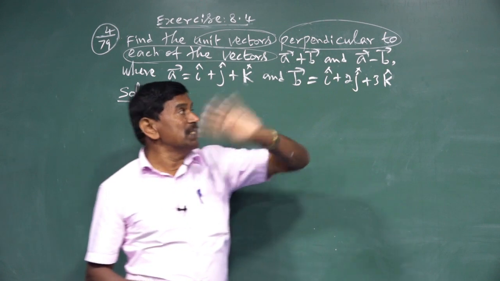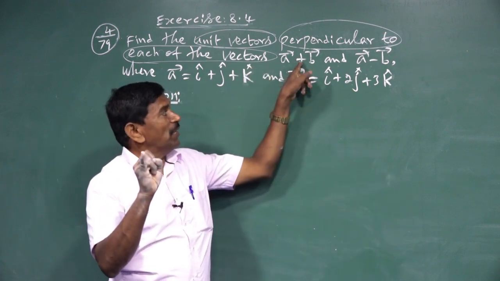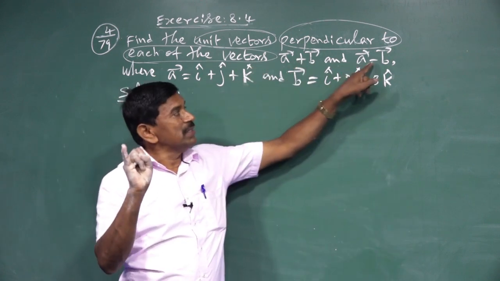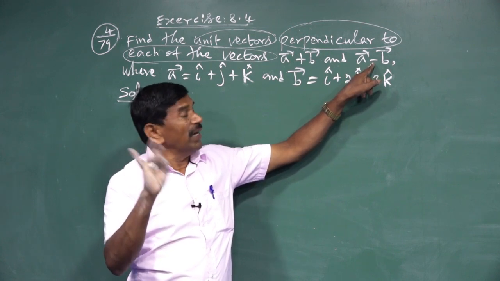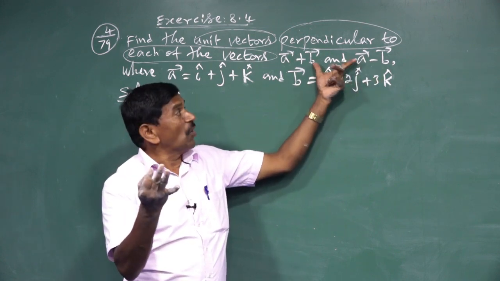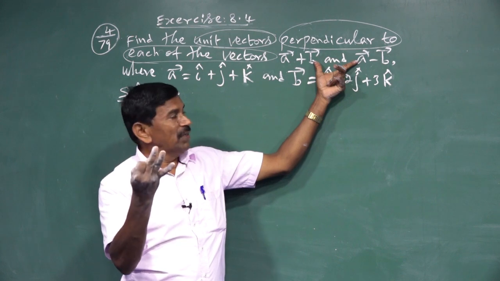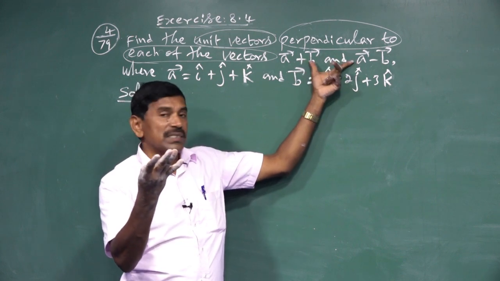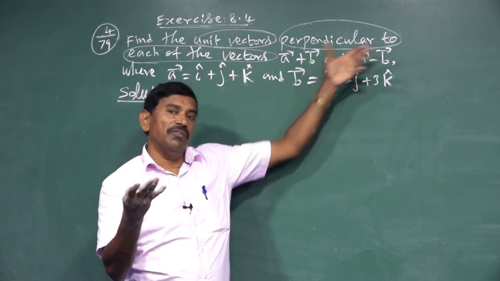Okay, now listen, it is very simple. Step 1. What is step 1? Yes, A plus B. Step 2, A minus B. Next step 3, yes, cross product of these two. Step 4, modulus of these two. Then write the formula, we get the answer.